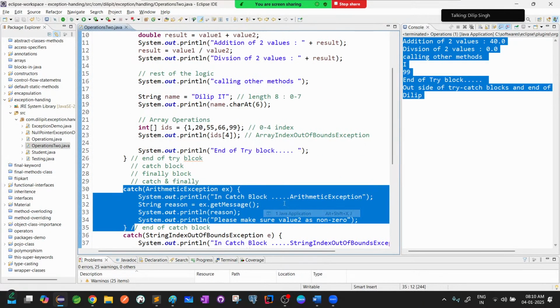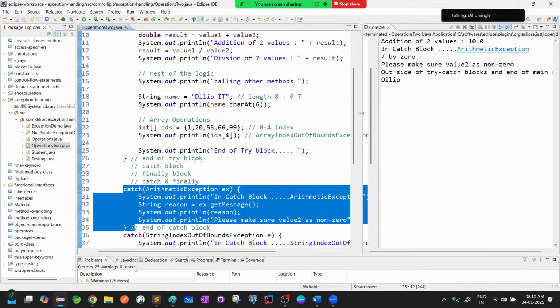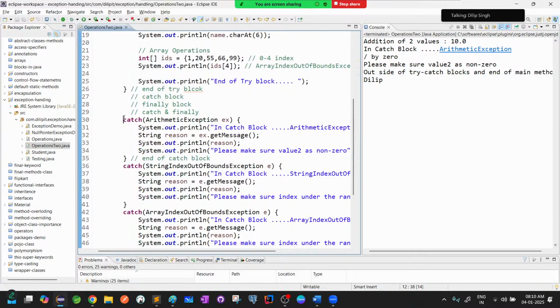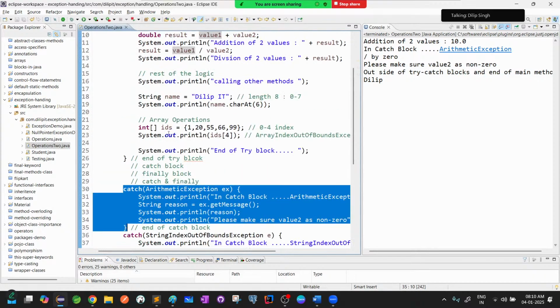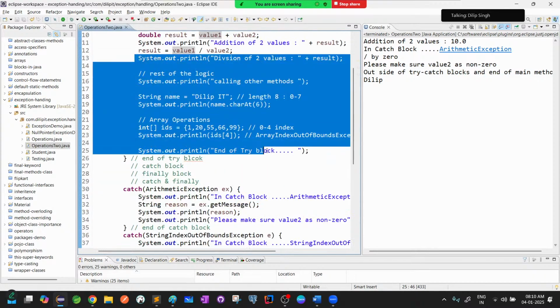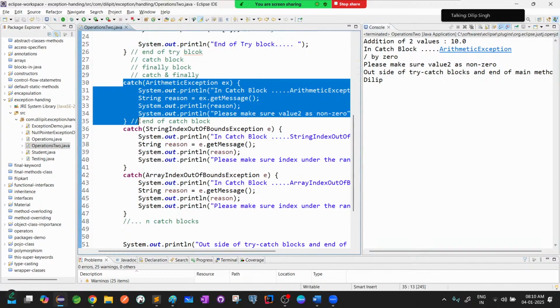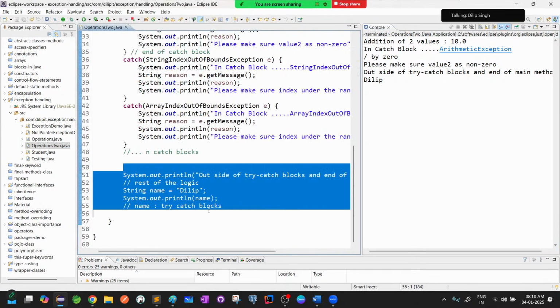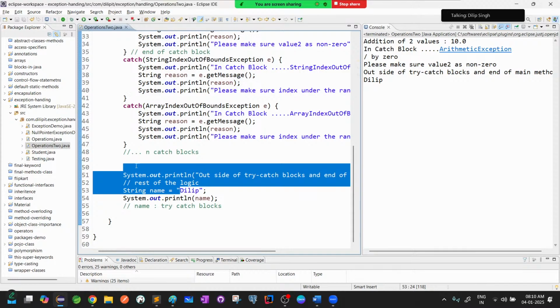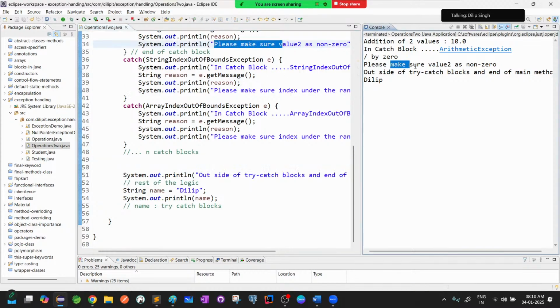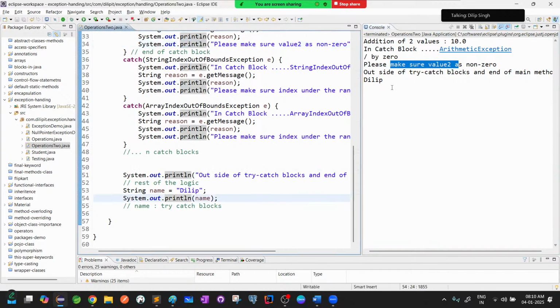So see here, what happened? You got an exception here and it moved here. This is executed, but this logic is not executed. So that means it's not coming back. It is moving forward. This catch block being executed means successful. It is leaving and moving to the rest of the logic available after the catch blocks. So after this line, please make sure value 2 is non-zero, outside leap value, whatever it is, is printed.